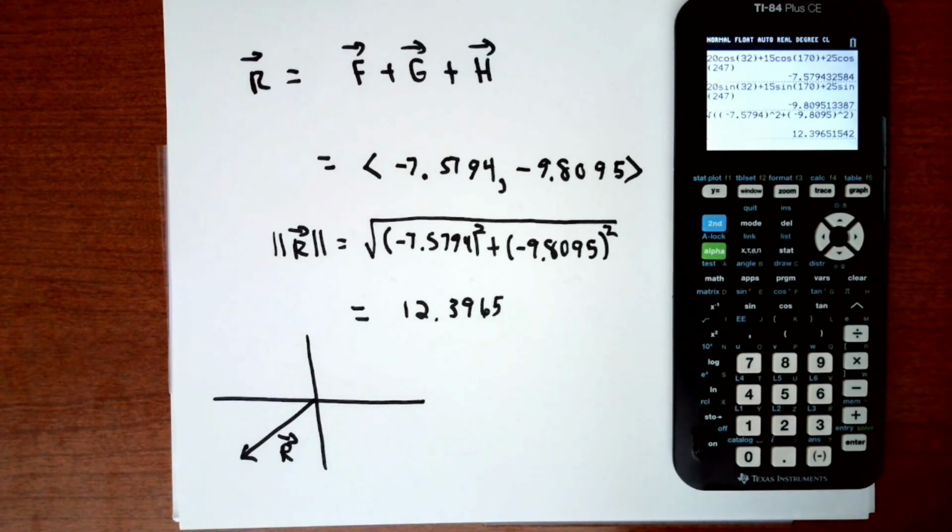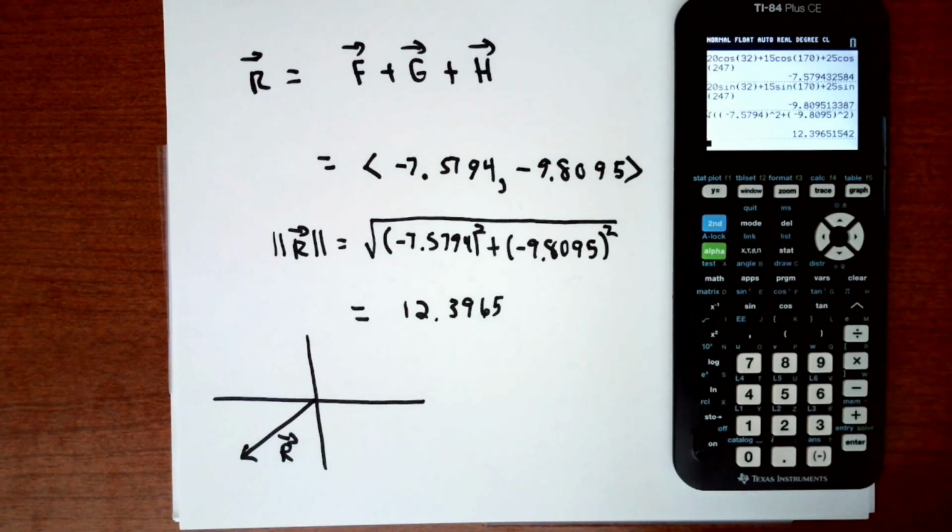Vector r points off into quadrant 3. It is not okay to use the inverse sine, inverse cosine, or inverse tangent for that. But if you'll remember from your trigonometry, if I use inverse tangent, I need to then add 180 degrees to get the correct angle. So that won't be very difficult either.